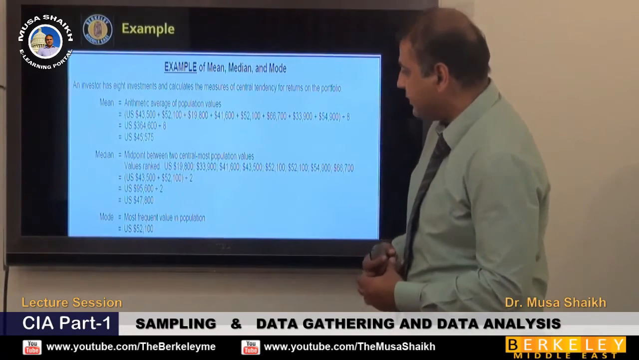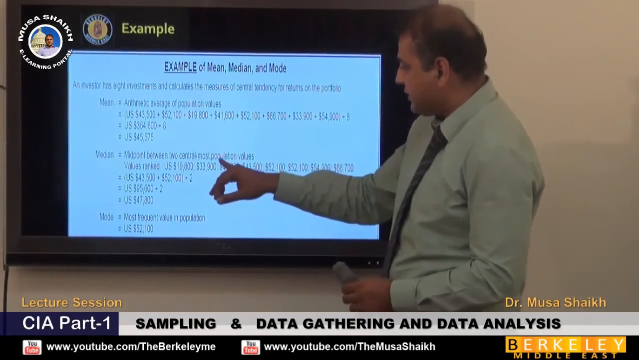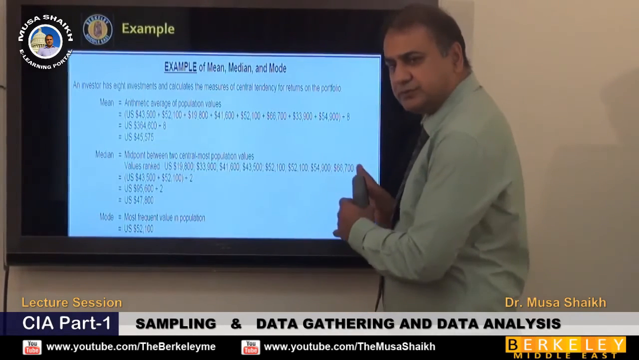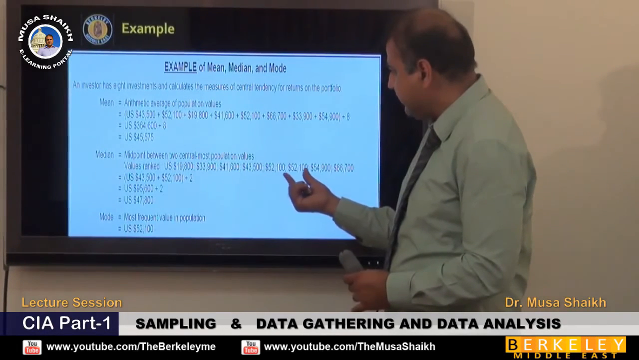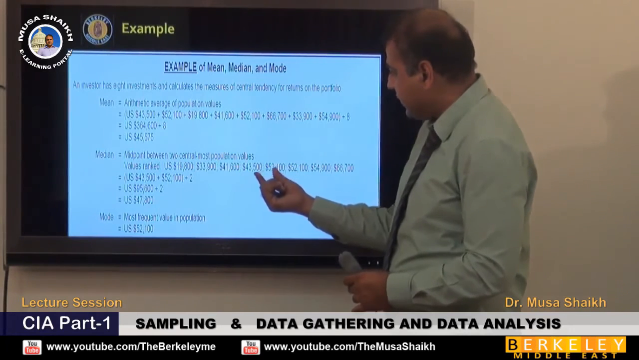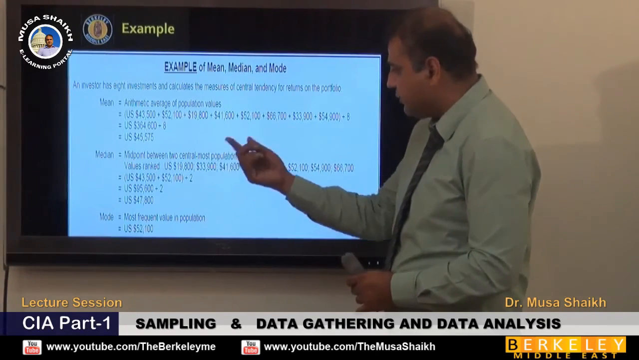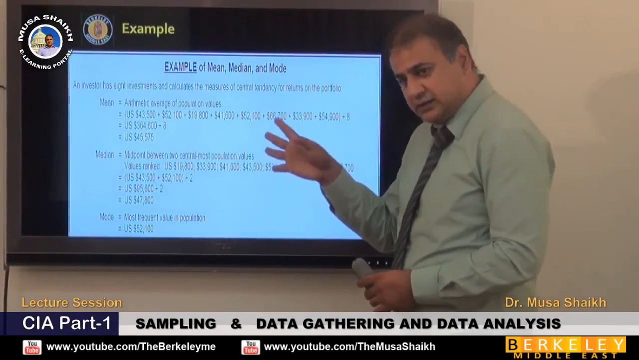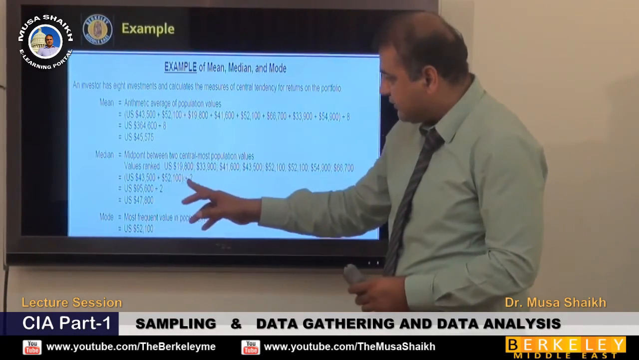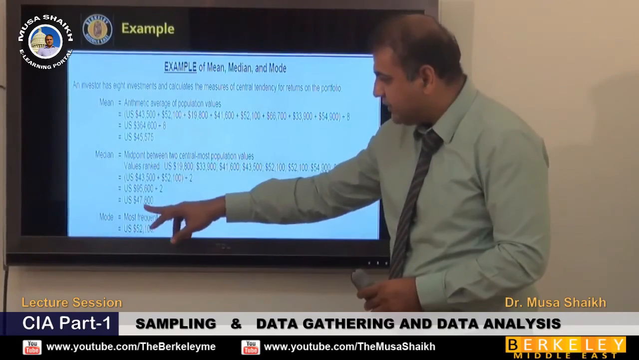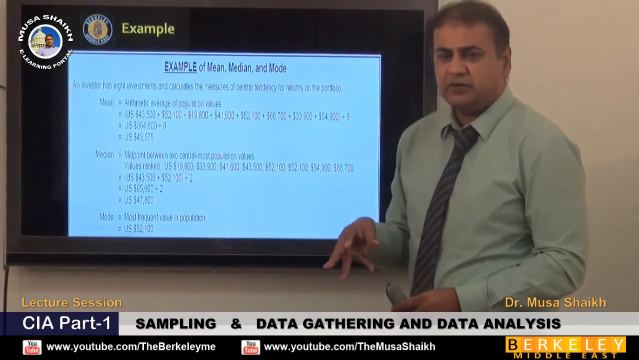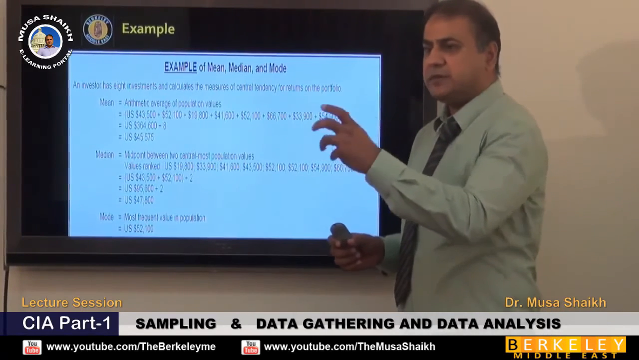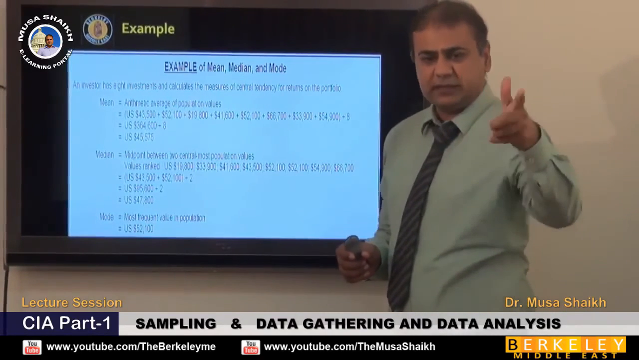Median is the midpoint, the midpoint between the two central-most values of the population. So you rank them from smallest to highest and you see what the middle value is, right? Here the total population is 8, so 4 is the middle. You take these two values and divide by 2, so the average median is 47, meaning the middle value is 47,800.